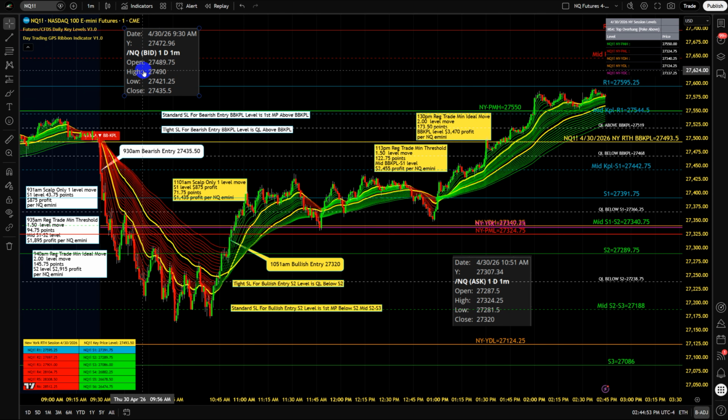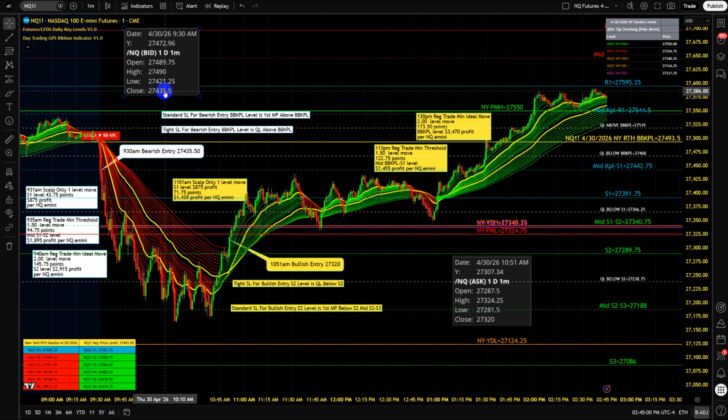So on this bearish entry here on a short, of course, you're doing it at the bid. The bid on the close of this, 27,435.50.